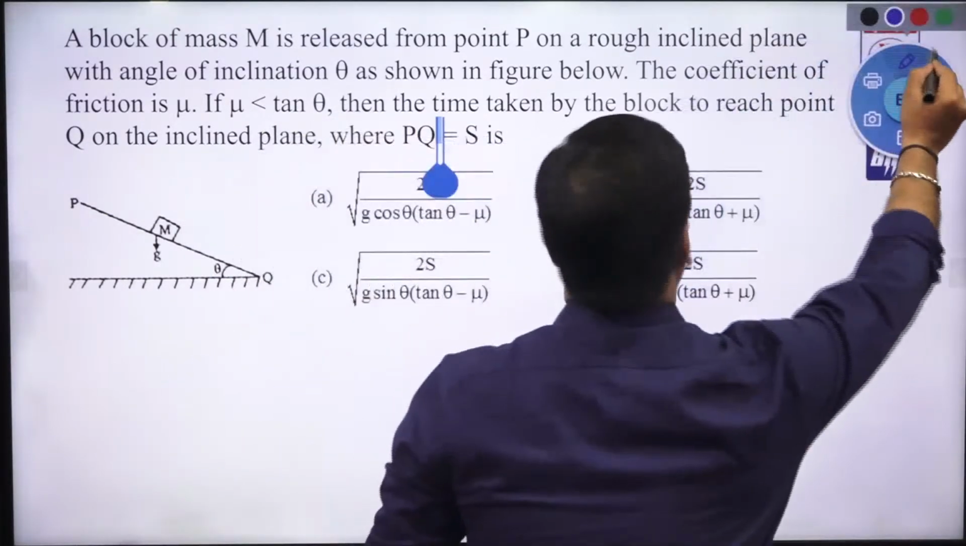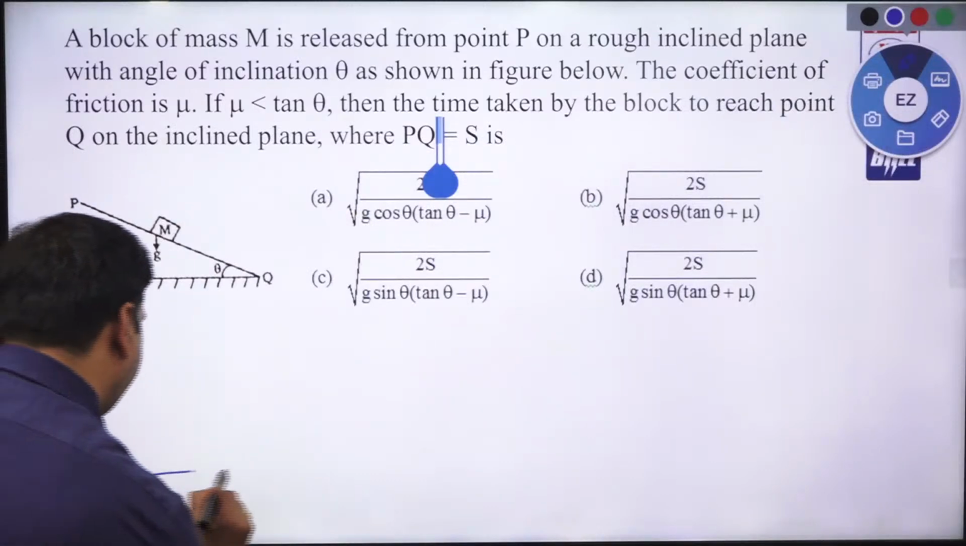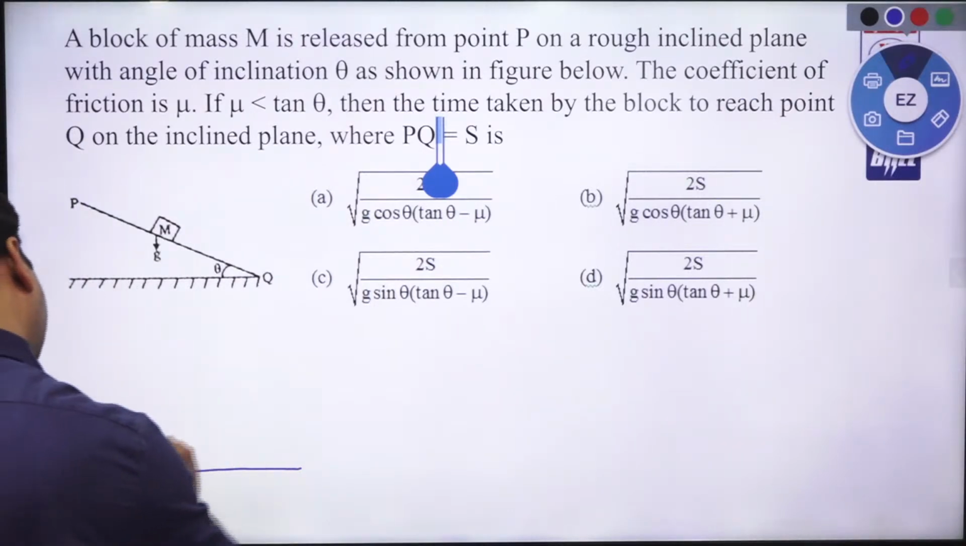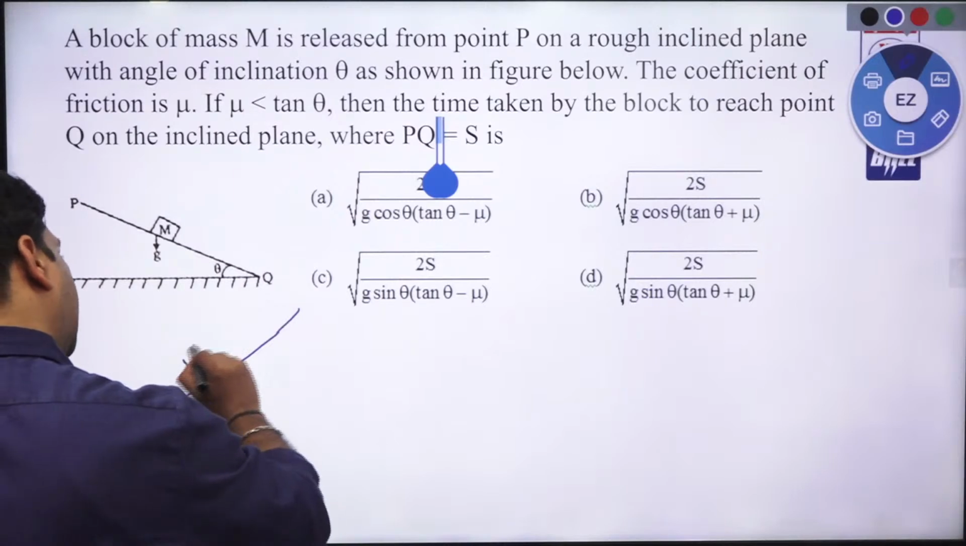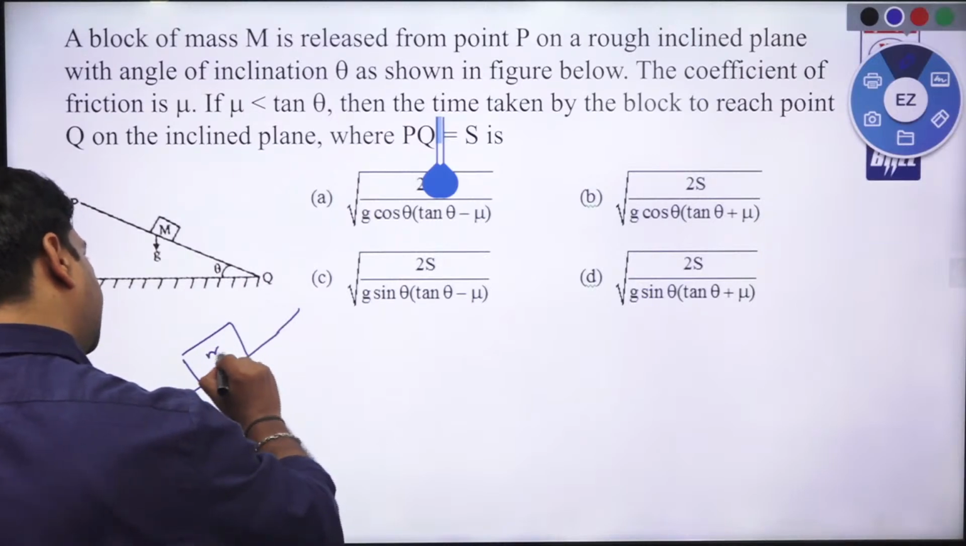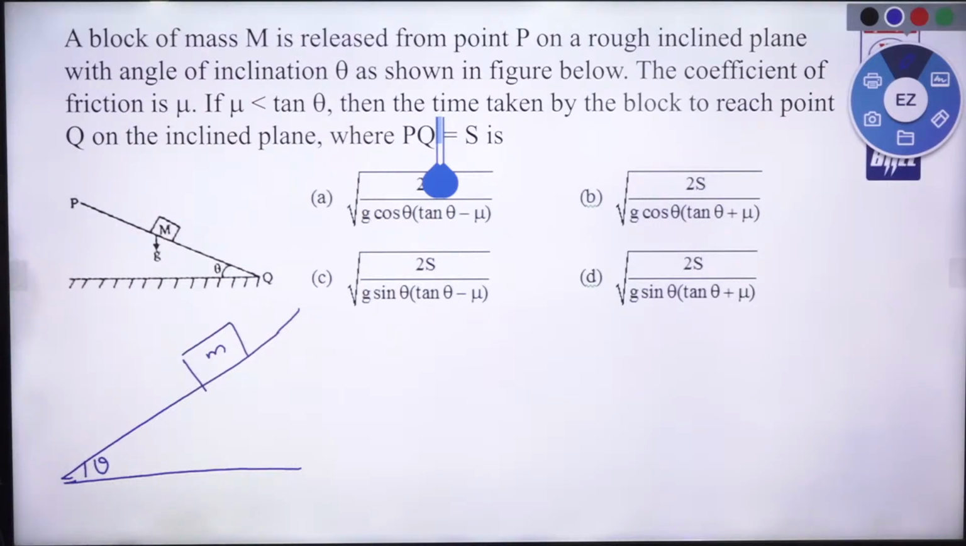Okay, so just try to solve the numerical. First of all, draw the FBD. Whenever this type of question comes, just draw the FBD. How will the FBD go? This is a mass M, which lies on an inclined plane.